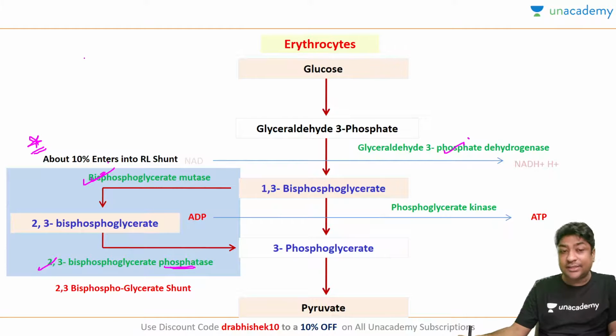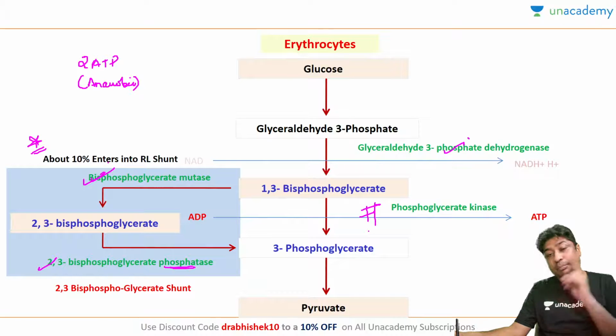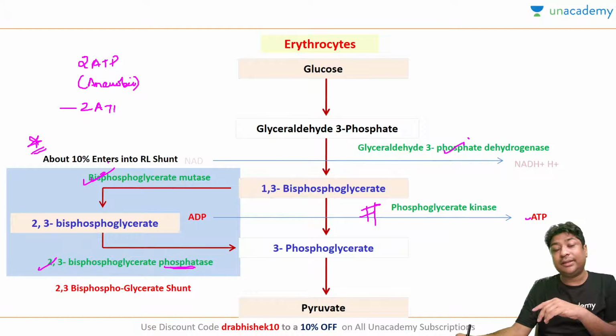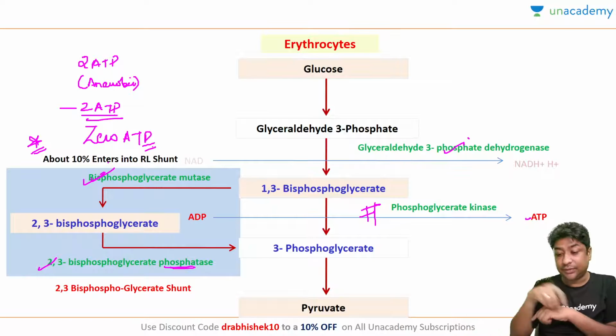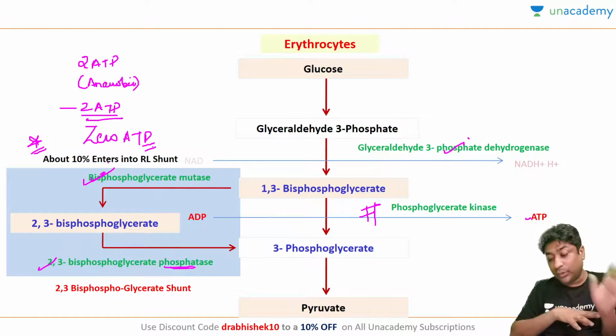Now, the important thing is, you know that in RBC, 2 ATP is being formed because RBCs undergo anaerobic glycolysis. And when this shunt happens, you realize that this step is bypassed. So per glyceraldehyde 3-phosphate molecule, 1 ATP is lost here. So 2 ATP total. So when we minus that 2 ATP, whenever a glucose goes through an RL shunt, there is no ATP formed. And this is a very, very favorite question. Whenever glucose enters into RL shunt, there will be no ATP being formed.